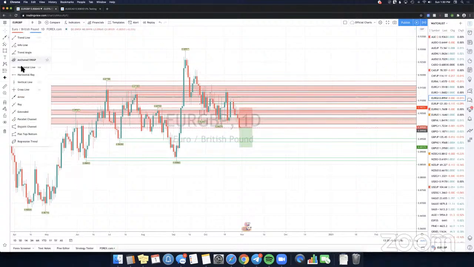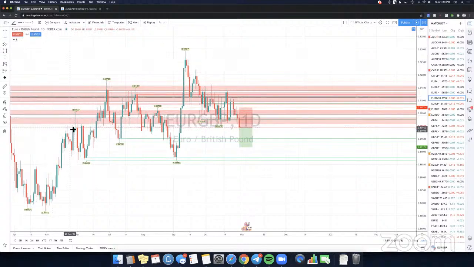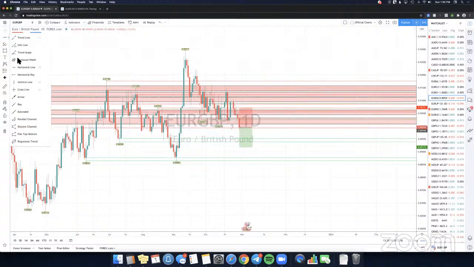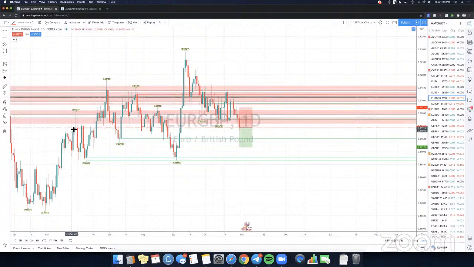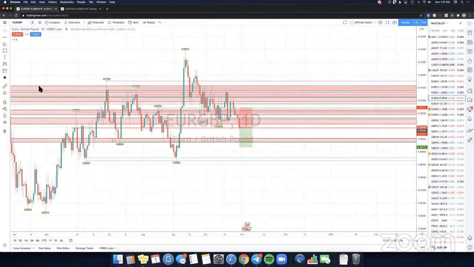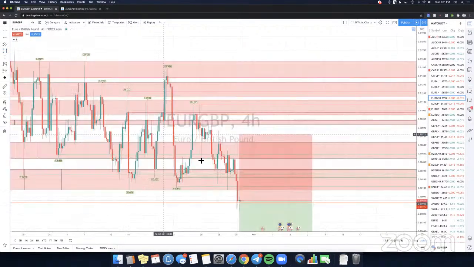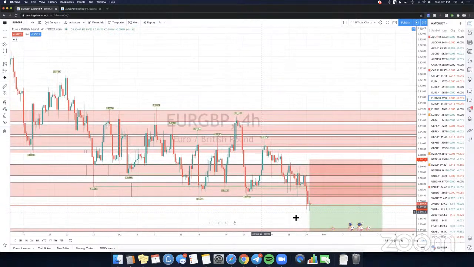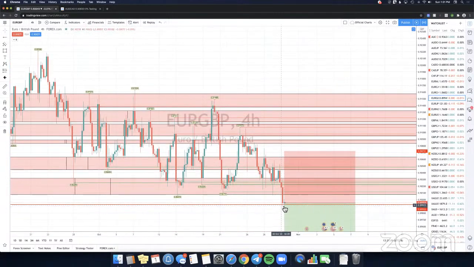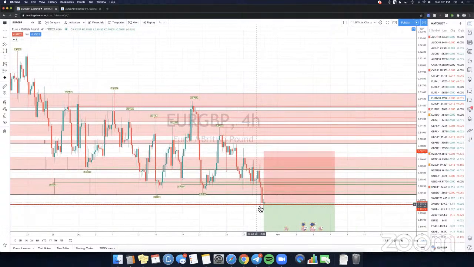So I'm just going to draw a horizontal line right here. Sorry, wrong one. I'm going to draw a ray because I don't want it to connect all the way down. There we go. So we got that right there. And I'm going to draw a lower zone down here as well. Looking at current price, it actually rejected off this daily K2SR level right here.